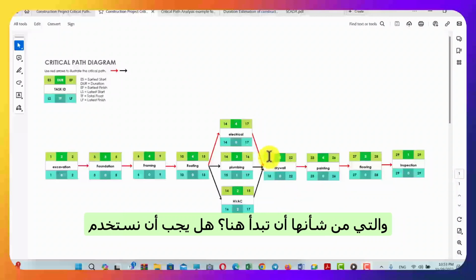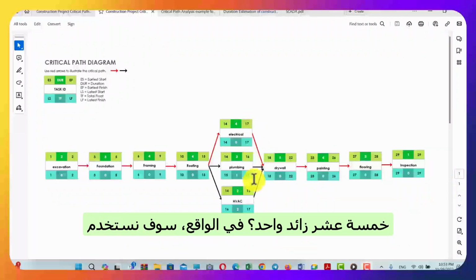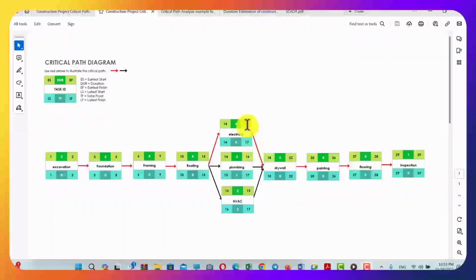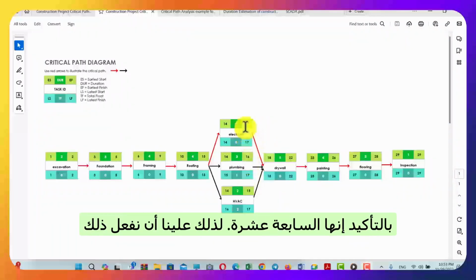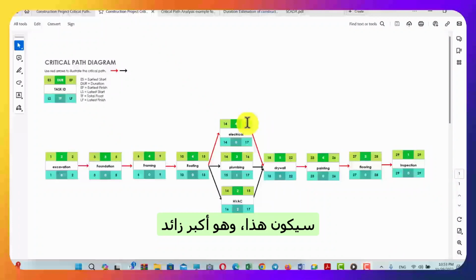Which would we start with here? Shall we use 17 plus 1, or 16 plus 1, or 15 plus 1? Actually, we will use the maximum. Which is the maximum here? Is it 17, 16, or 15? Certainly it's 17. So we have to add 1 to 17. So the number here would be the largest, plus 1, which is 18. Okay?